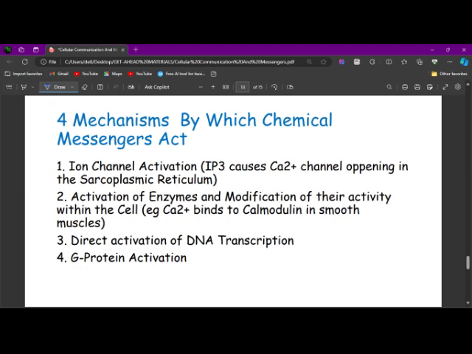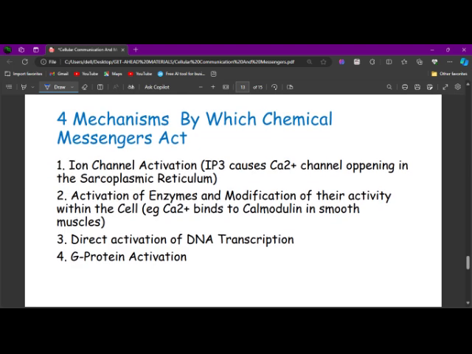And there are four mechanisms by which these chemical messengers will act. Okay, firstly, we have ion channel activation. So, for example, inositol triphosphate causes Ca2+ channel opening in the sarcoplasmic reticulum, like I had said. Then there is activation of enzymes and modification of their activity, like I had mentioned earlier, within the cell. So for example, Ca2+ binds to calmodulin in smooth muscles. What does that cause? It causes the activation of what is known as the calmodulin-dependent myosin light chain kinase.